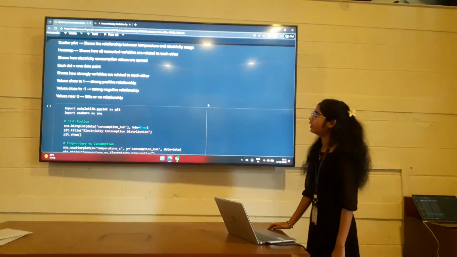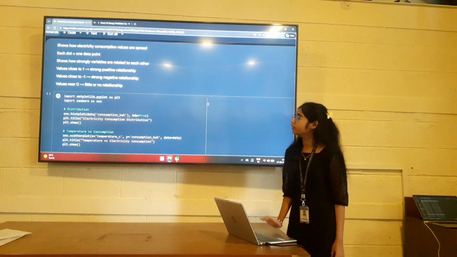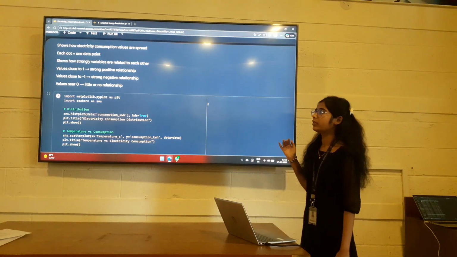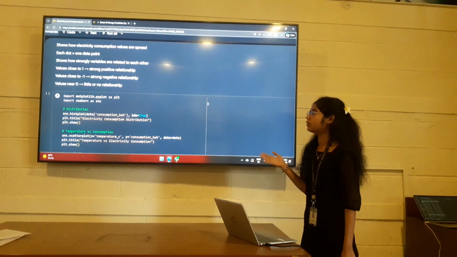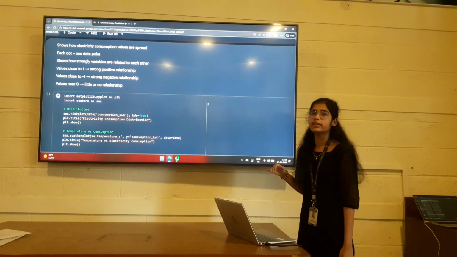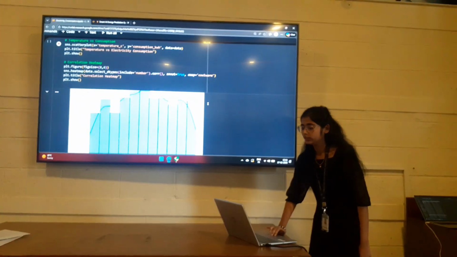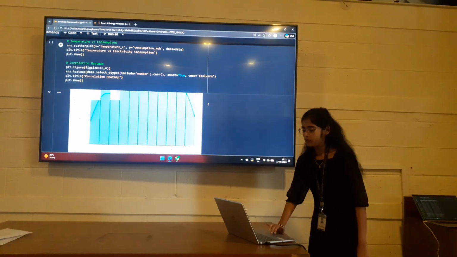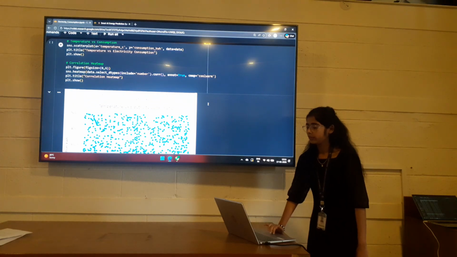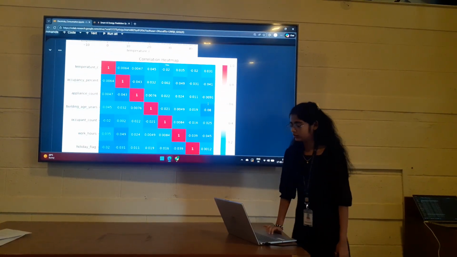Each dot represents one data point. It shows how strongly variables are related to each other. If the value is close to 1, the relationship is strongly positive. If the value is close to -1, the relationship is strongly negative. Values near 0 show little or no relationship. These are my graphs. This is the correlation heat map.